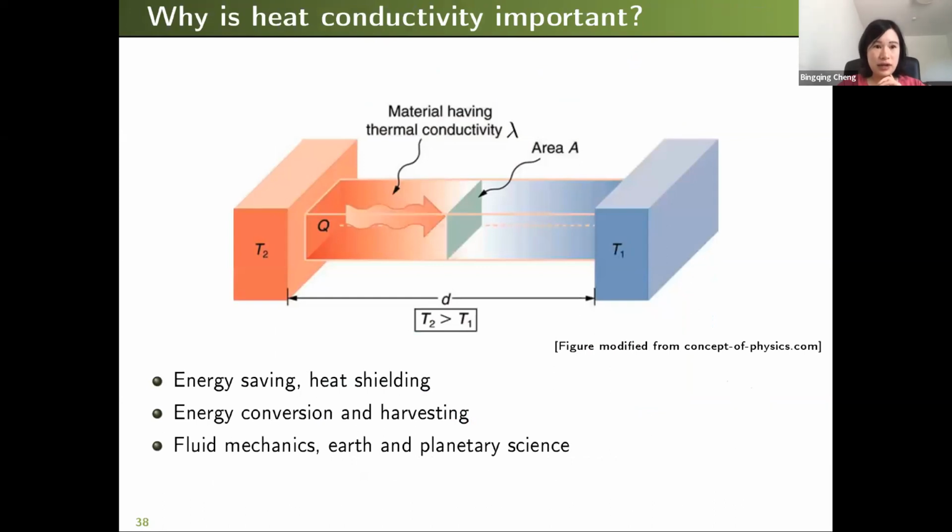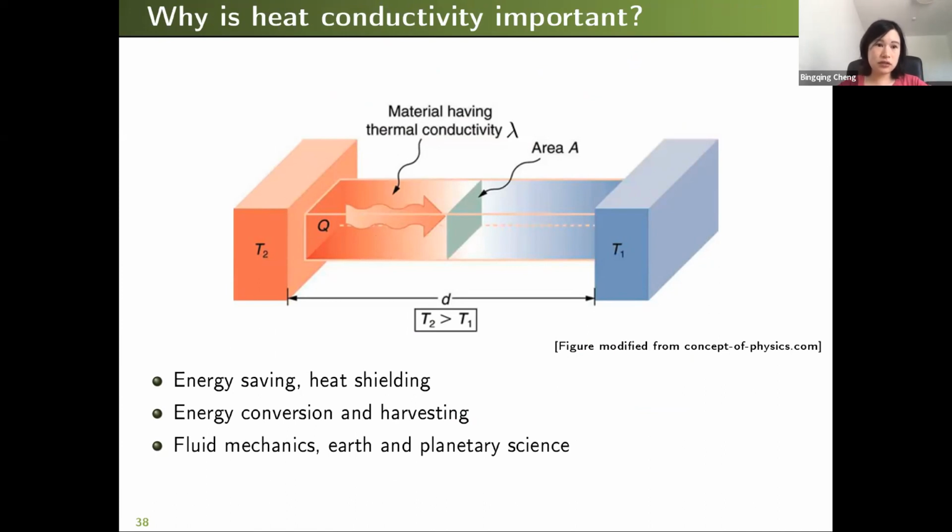In the last example I would like to show you, we switch gears a little bit. Instead of talking about thermodynamic properties, I would like to talk about transport properties. So I'm going to talk about heat conductivity. Heat conductivity measures how fast a material can conduct heat.